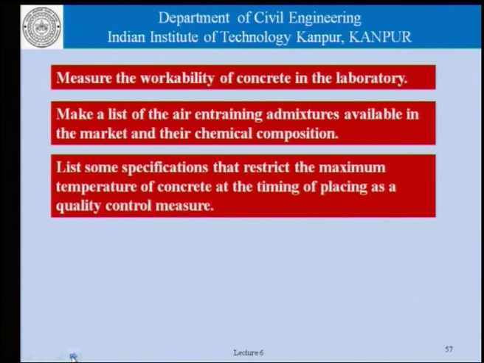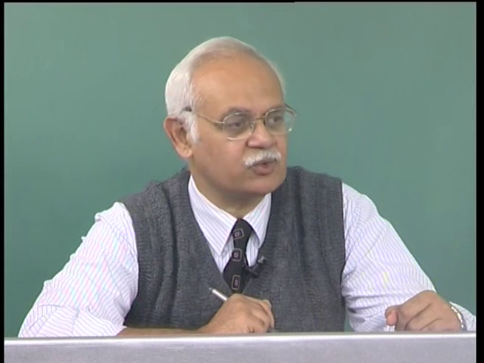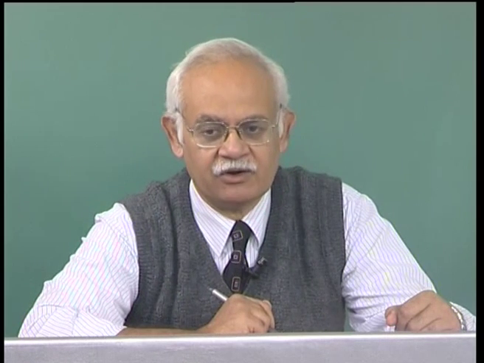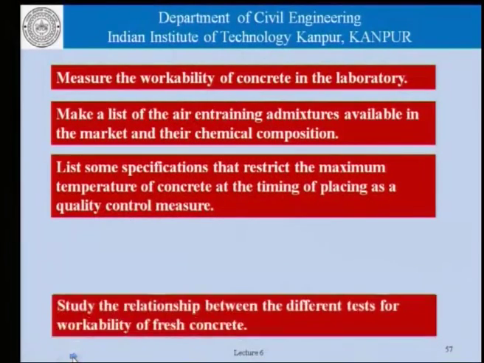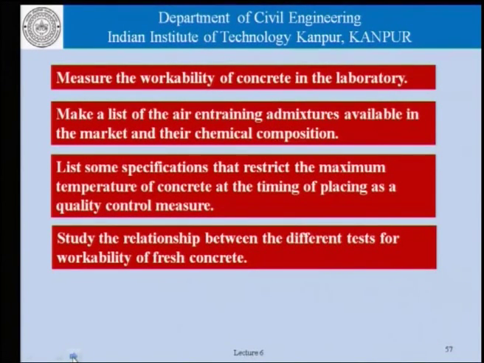If you make a list of specifications that restrict the maximum temperature of concrete at the time of placing as a quality control measure, that will enable you to understand or have an appreciation of the fact as to why we need to measure and record the temperature of fresh concrete. We talked of 3 different tests, the VB test, the normal slump test, and the slump flow kind of test, the compaction factor kind of test.